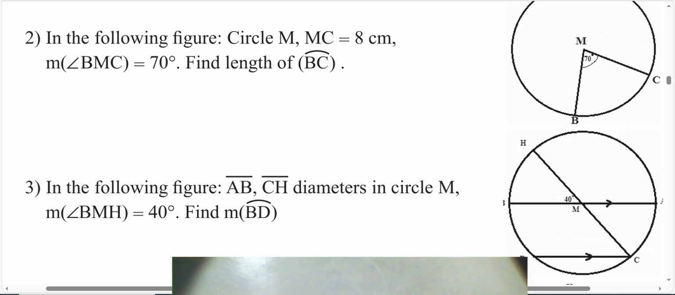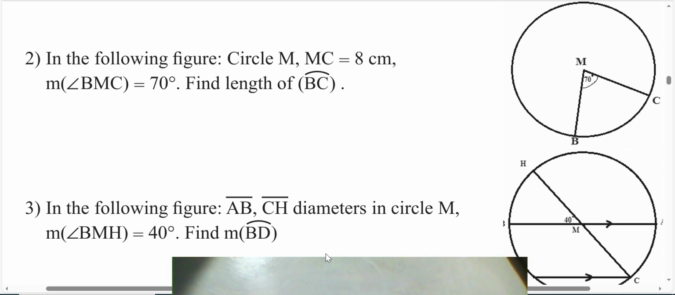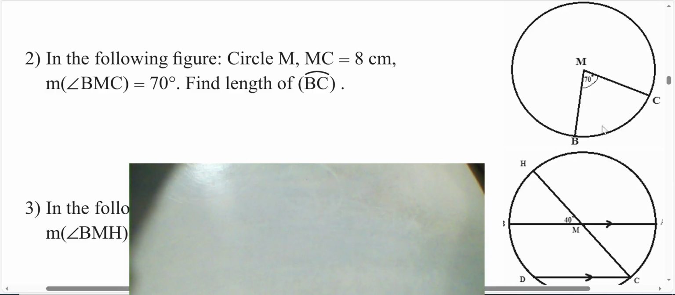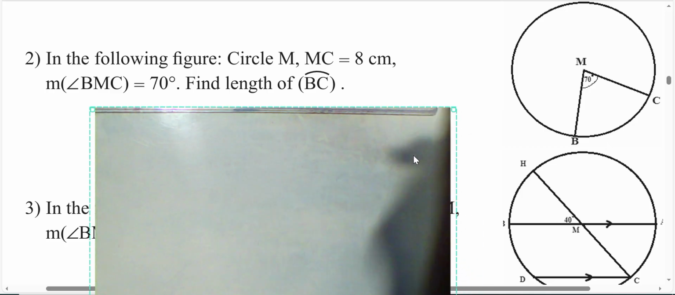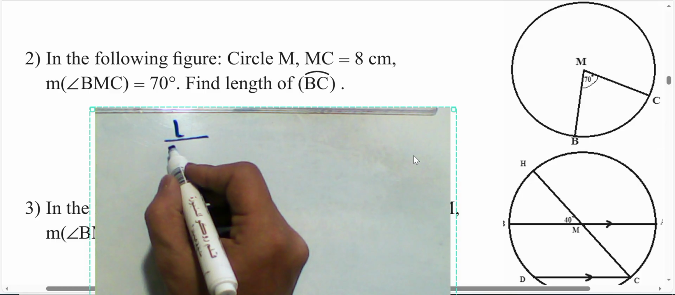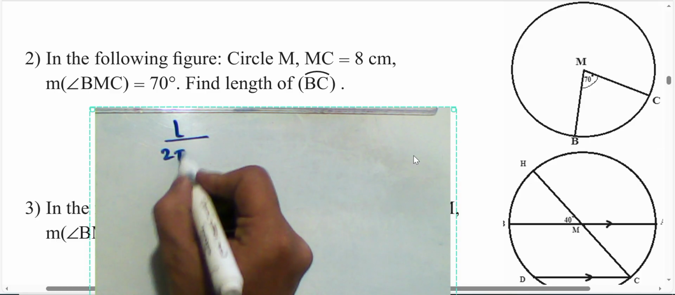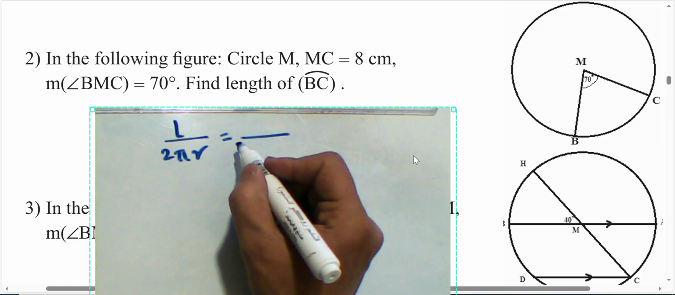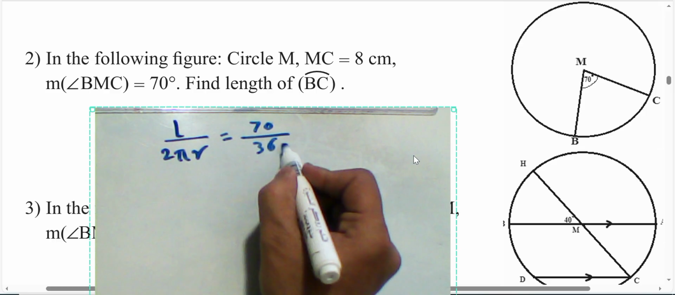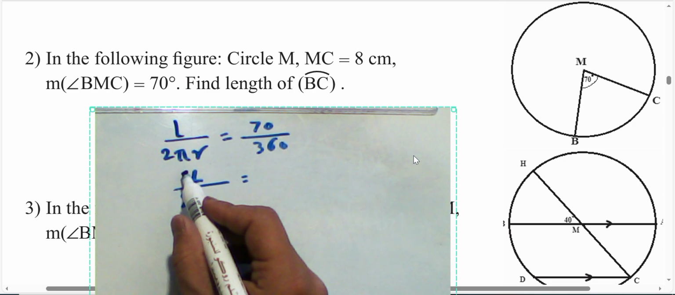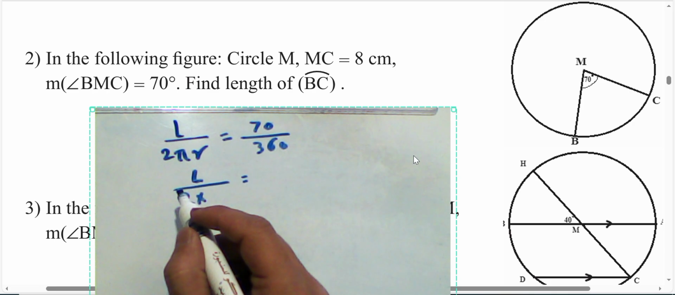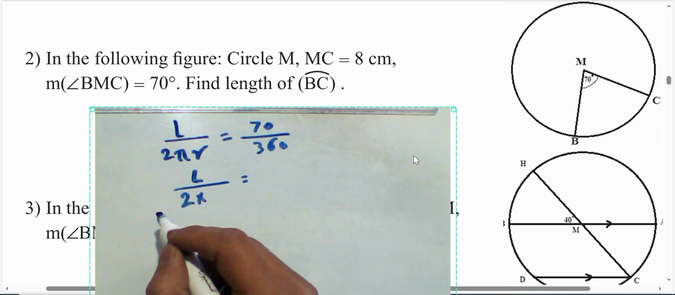In the opposite figure, we have a circle with center M. The arc measure of the angle here is 70 degrees. Find the length of BC. Okay, we can find the ratio between the length of the arc over the circumference of this circle, 2πr, equal to the measure of the arc, 70 over 360. Then we can find the length. He tells me the radius was 8 centimeters.